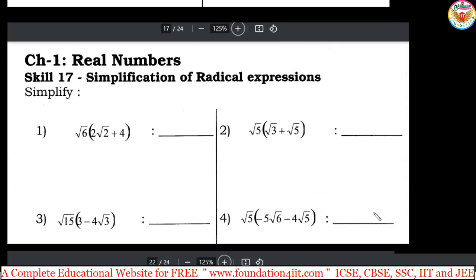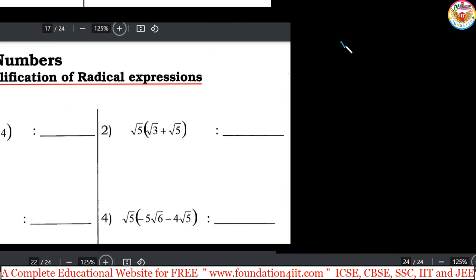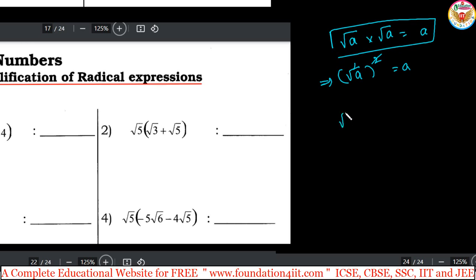Let's go for one more. Here is a simplification of radical expressions. Before solving, you just see one example. Basically, listen first. Square root of a, if you multiply it by square root of a, that equals a. Because square root of a into square root of a is square root of a whole square, right? So square and square root cancel, so a will come. Root a into root a is a. So this you remember. That means root 2 into root 2 is just 2. Square root of 3 into square root of 3 is just 3.